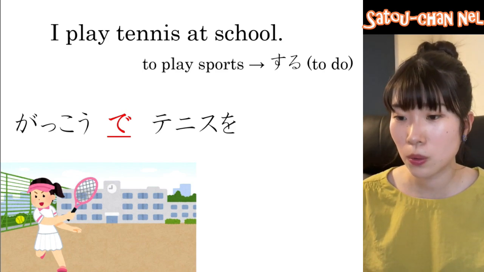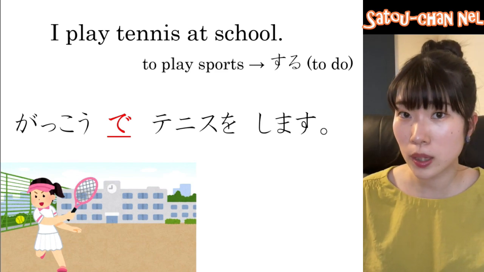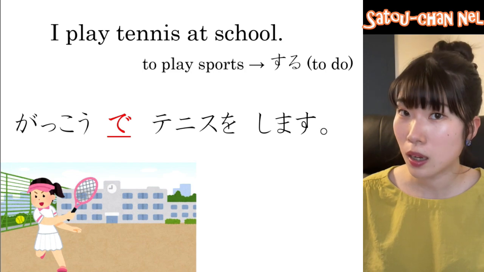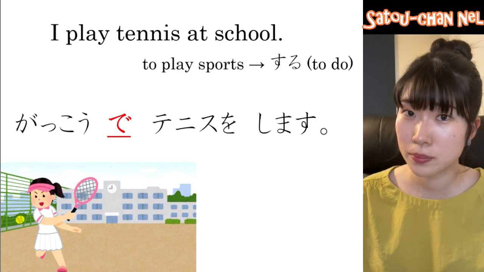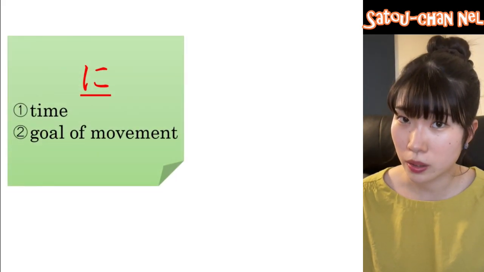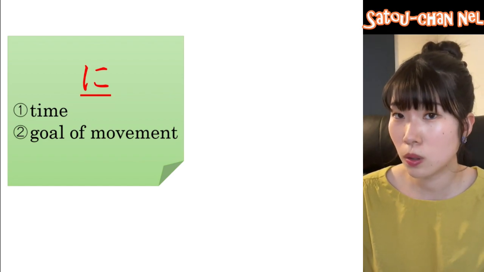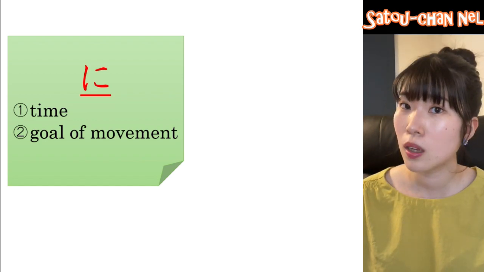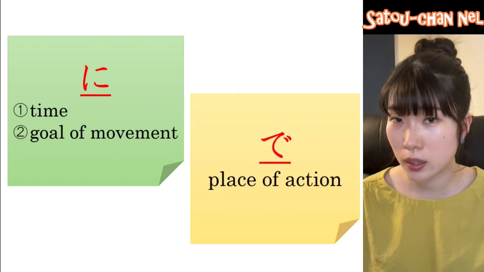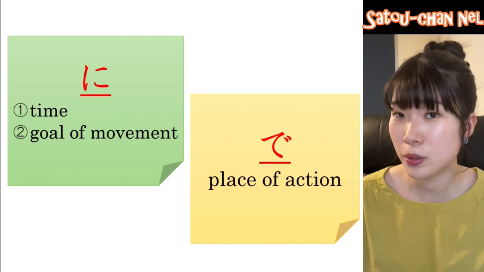学校でテニスをします. So, the particle に indicates the time when you do the action, and it's also used for the goal of movement. And particle で indicates the place of action, where you do that action.